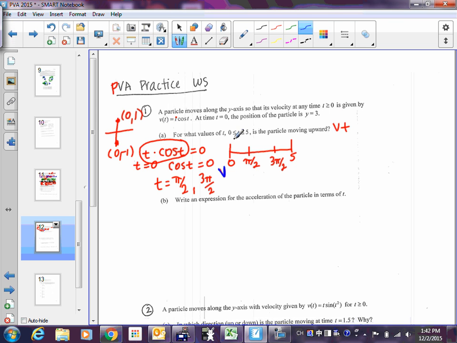Velocity. And then that's going to tell me something about the position, which is y. So take something between 0 and pi over 2. So pi over 6. So pi over 6 is positive, and cosine of pi over 6 is positive. So because velocity is positive in that interval, the y value is going up. You could have also drawn a little arrow like that. That would have been fine.